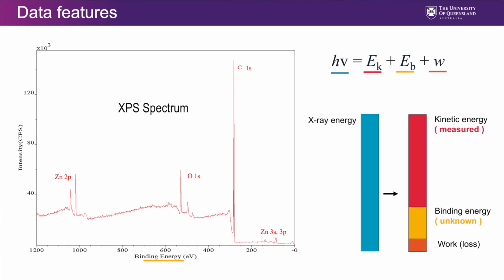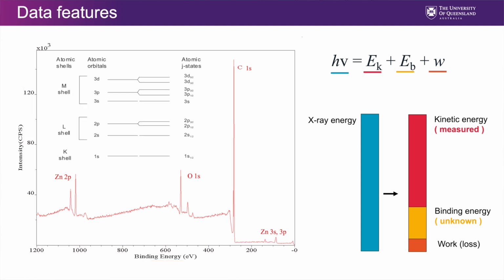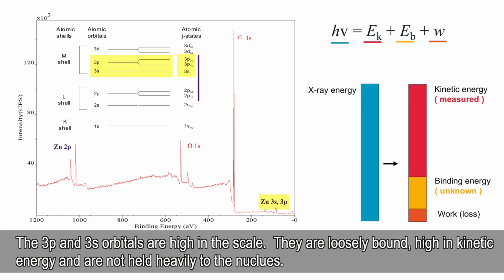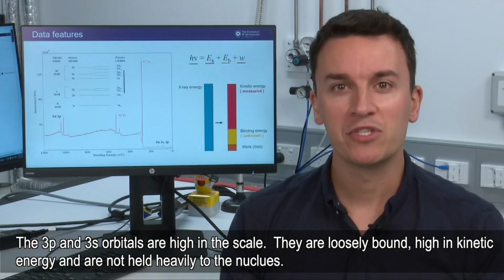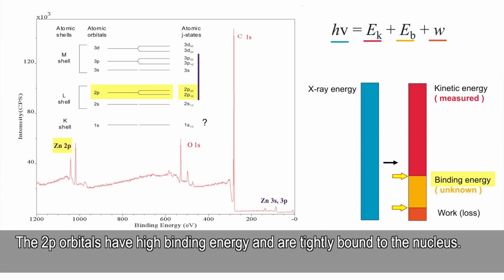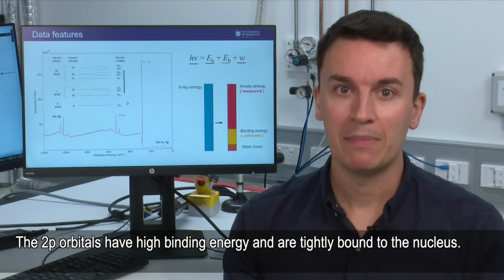This is what an XPS spectrum looks like. We've got the binding energy along the bottom, and then we've got counts along the top. If we consider zinc in this example, and go back to the diagram showing the energy levels, we can begin to see why particular peaks appear where they do. Firstly, if we consider the 3s and the 3p orbitals, these are quite high up on the scale. These are quite loosely bound. Therefore, these have quite a high kinetic energy when they come off because they're not held to the nucleus that heavily. If we then consider the 2p, these have quite a high binding energy, and this is because these are in the L shell. These are tightly bound to the nucleus.